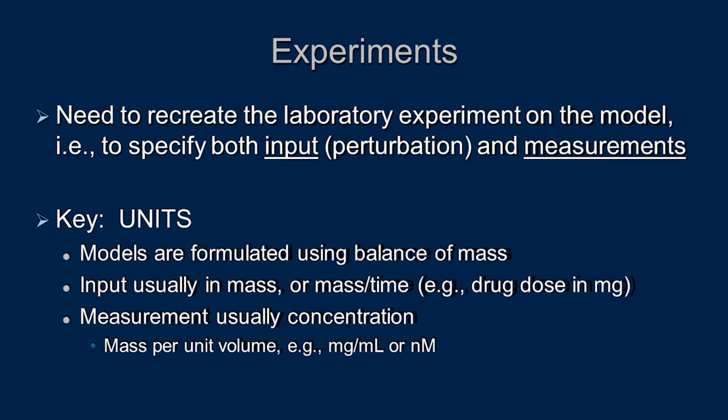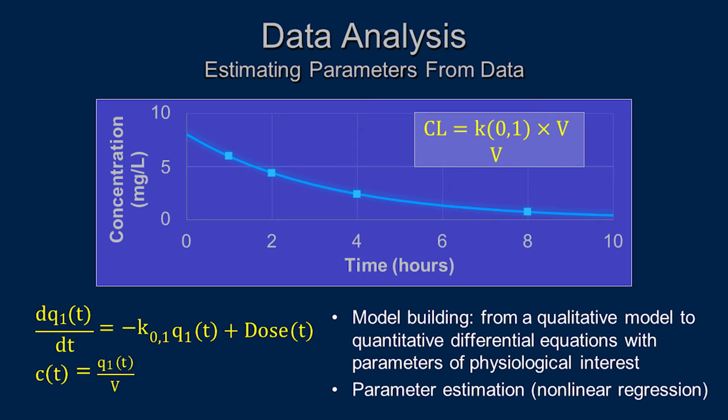So for example, if dose is in milligrams, concentration will often be in milligrams per milliliter. Every one of these models and model parameters have units that describe how they behave and how they change. And so this accounting for units is crucial for building these models correctly, and especially to interpret their output correctly. And so there's a whole discipline built around parameter estimation.